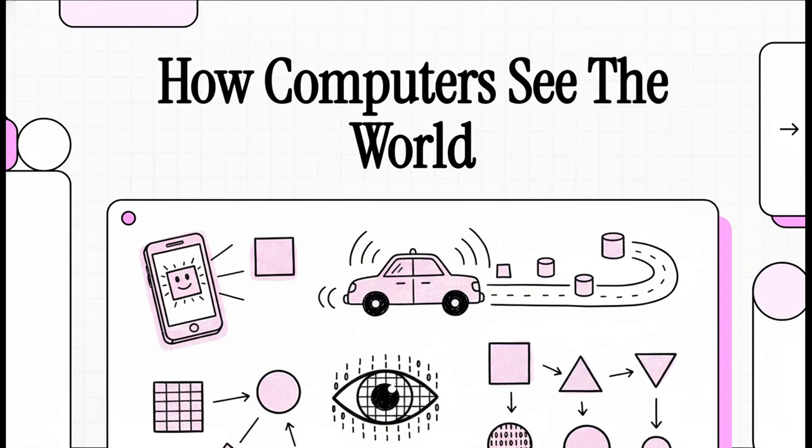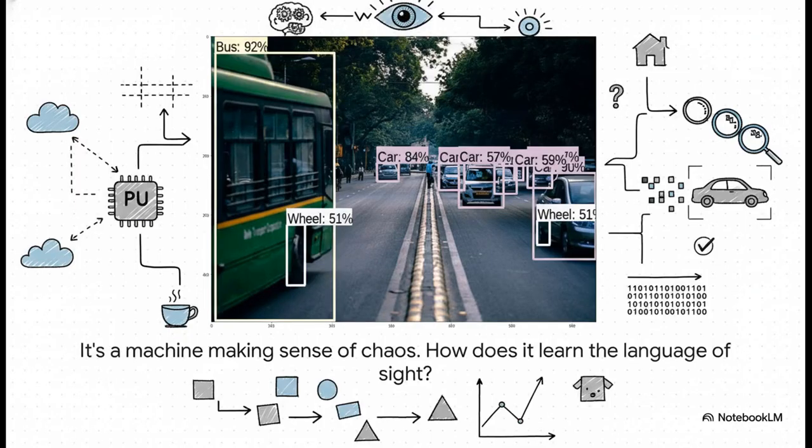Ever wonder how your phone can instantly spot a face in a crowd of photos? Or how a self-driving car weaves through a totally chaotic street? Well, it's not magic, not at all. It's a fascinating field called computer vision. And today, we're going to pull back the curtain and break down exactly how machines are taught to see our world.